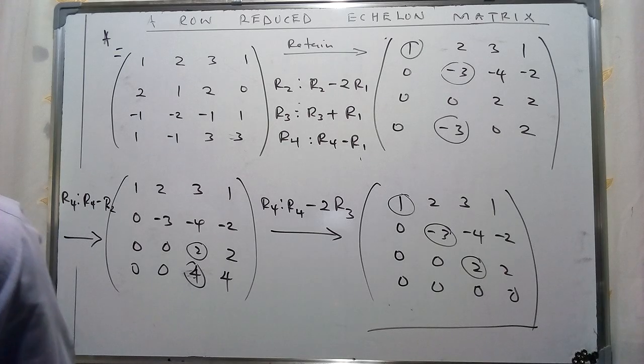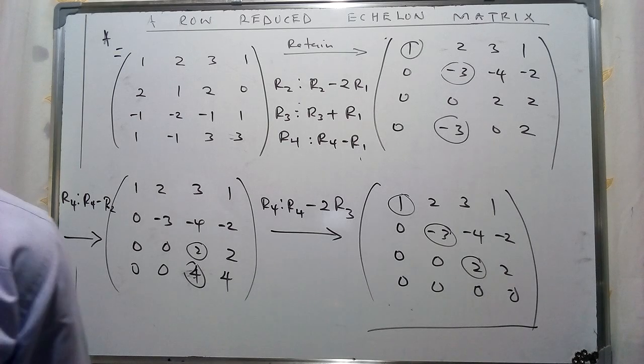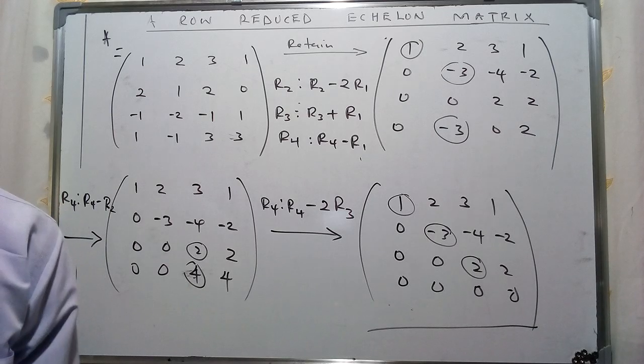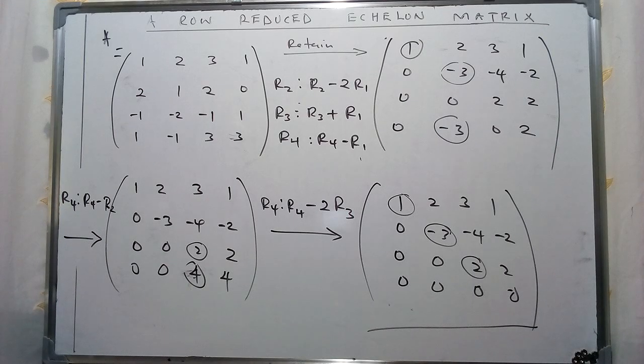And that's going to assist us in trying to identify various ways in which we can reduce this one to echelon, row-reduced echelon form.